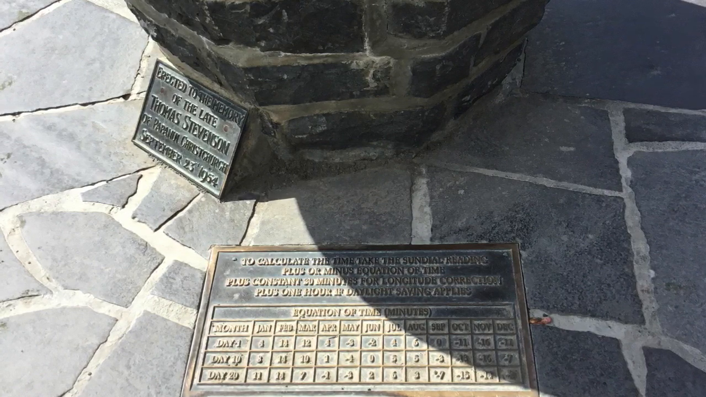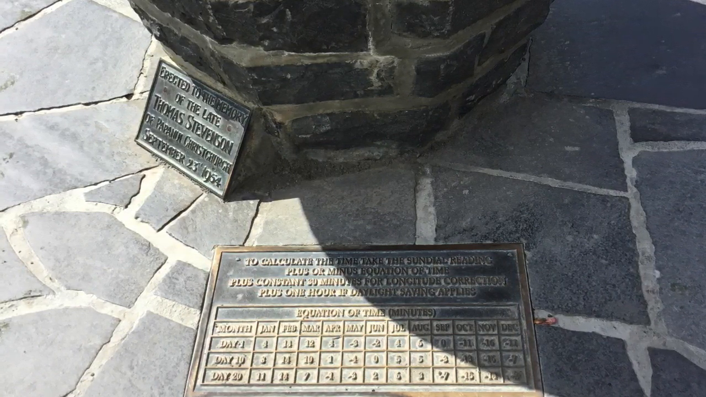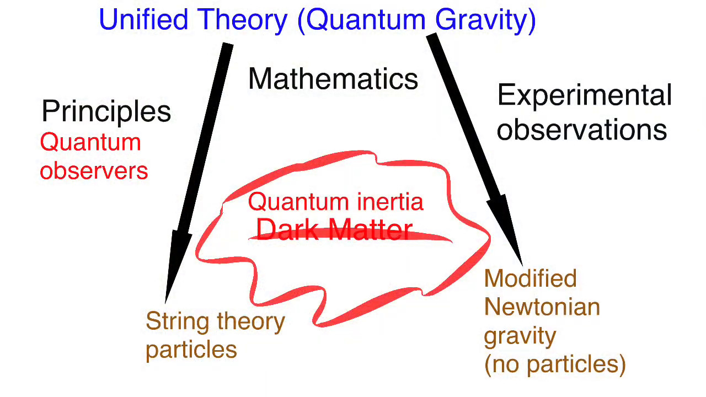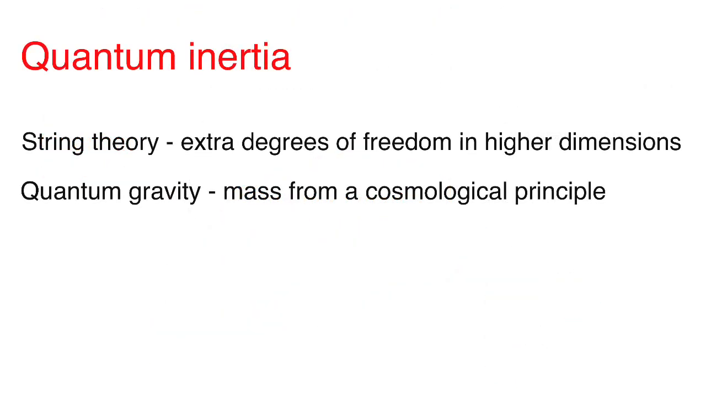Now, classical gravity has no quantum mechanics in it at all. So what we do is we consider the quantum observer within our fundamental principles, and we get rid of dark matter and replace it by quantum inertia as a foundation for mass. So in string theory, the correct thing to say is that the extra degrees of freedom in quantum gravity in higher dimensions are there, but they're not particles. And in quantum gravity, in the full theory, we say that mass is now generated from a cosmological principle, and this is where neutrinos come in.